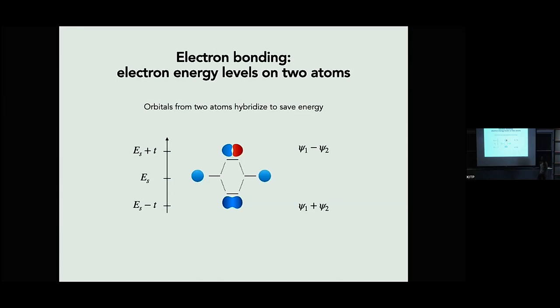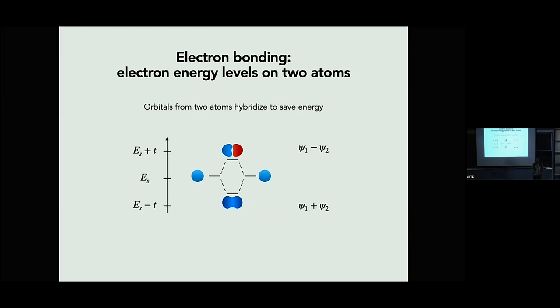So if we take 2 atoms and we bring them close together, they'll make bonding and anti-bonding orbitals. We can think of these as being symmetric and anti-symmetric linear combinations of these electron wave functions that Shimao was talking about, which is a different way of saying that. One will be lower in energy, one will be higher in energy.